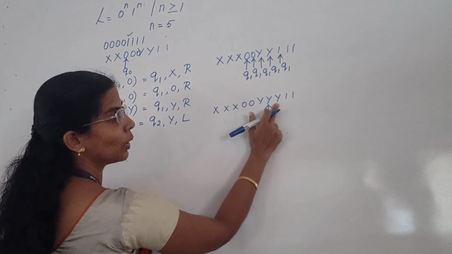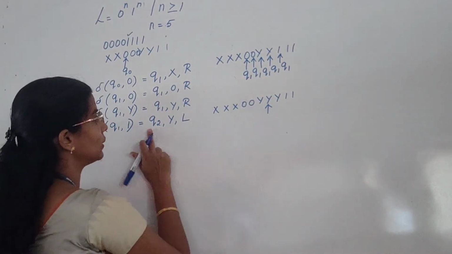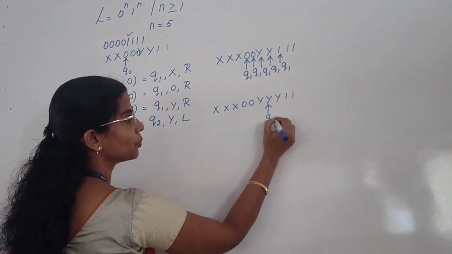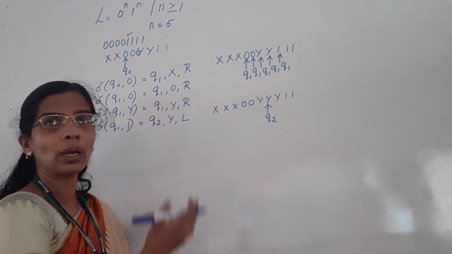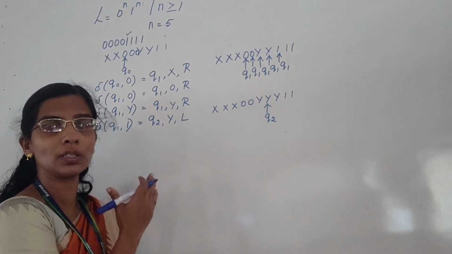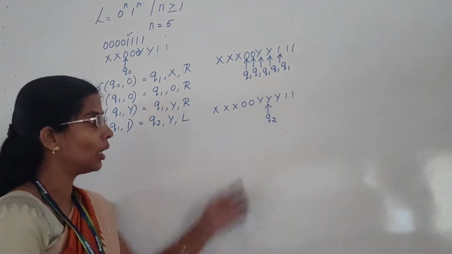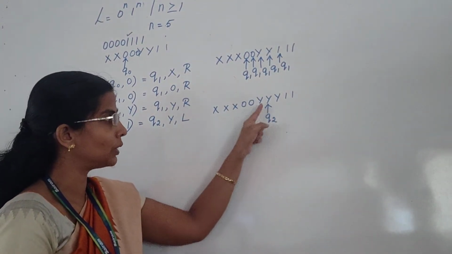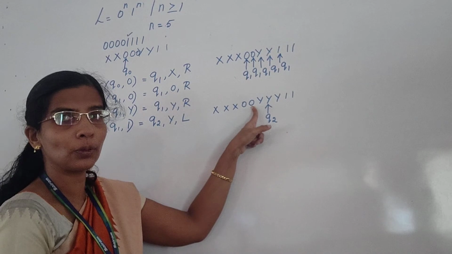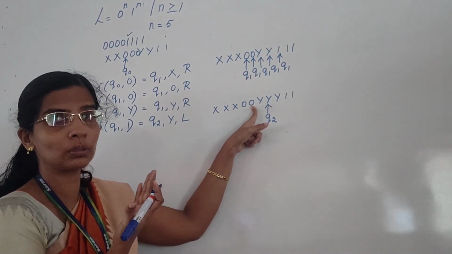Direction is this 1. I have replaced it with Y and the direction is left. What is the state? Q2. Now I have to travel towards left until I find my first 0. Right there, while traveling towards left, you'll get a 0. You don't know whether this 0 is the first 0 or one in between.